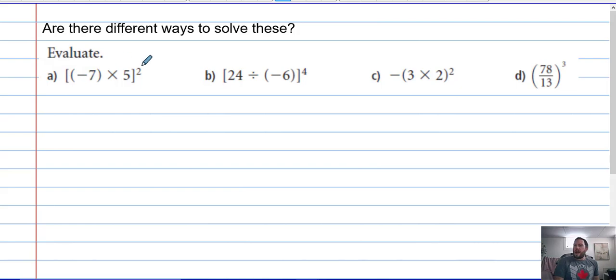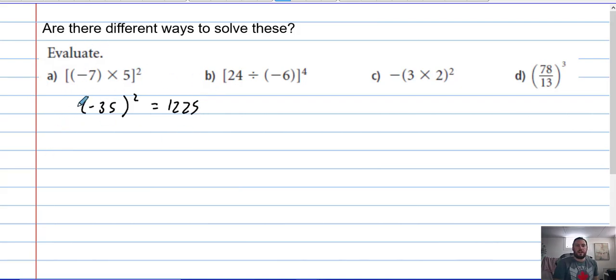Depending on how you want to evaluate, you may find that it could be easier to use your order of operations. So perform the multiplication, negative 7 times 5, first, and then take that answer and square it. Negative 7 times 5 is negative 35, and then I can square that. But you may find that negative 35 is something you're not comfortable squaring in your head. Maybe you have to grab a calculator. But maybe you can do negative 7 squared and 5 squared and do that multiplication. So we get 1,225 if I do it this way.